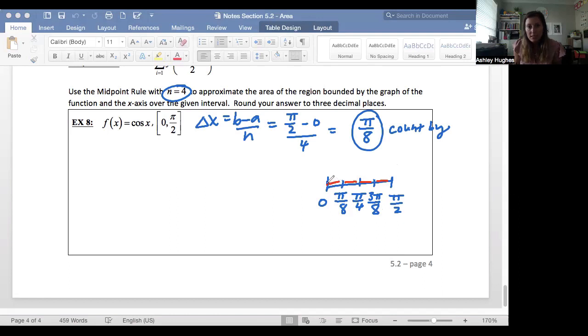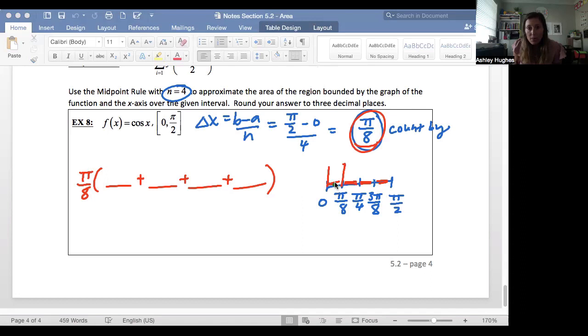Now, what is my delta x of each of these rectangles? My width is pi over 8. So I can pull that out front because that's a common width. And then I just need to get 4 heights, because there would be 4 rectangles. Now, we can either get the left one, or we can get the right one, or in this case, we can get the middle one. And that gives us a better estimation.